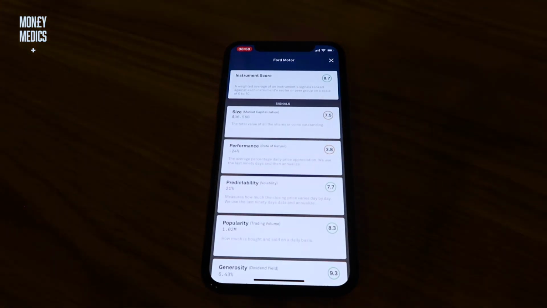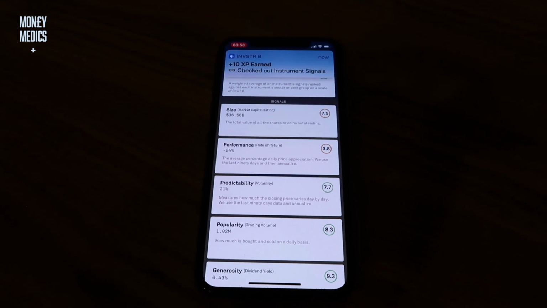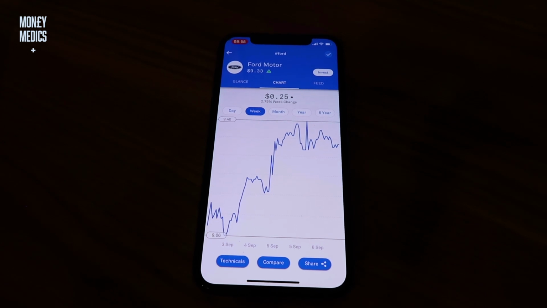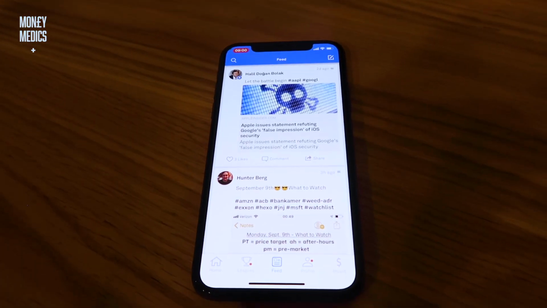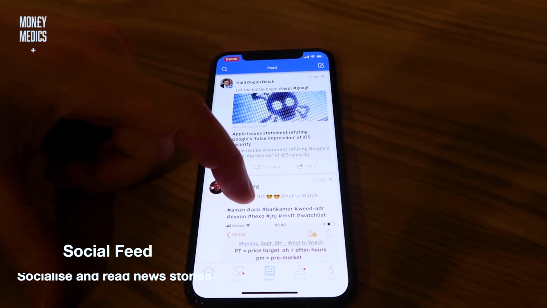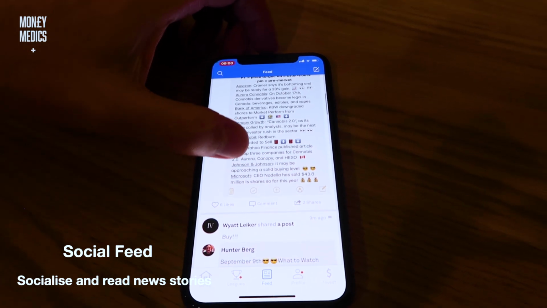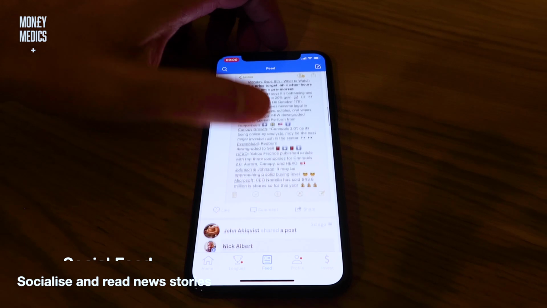I can see lots of fundamentals about the company, how big it is, how well it's performing, how volatile or predictable it is. We've also got things like charts, so we've got historical charts. So here's our social feed. We've got over 350,000 people in this feed, and in the feed you can find people and see what people are posting. Anyone you're following, you'll see what they're posting. You see their trades in there as well.